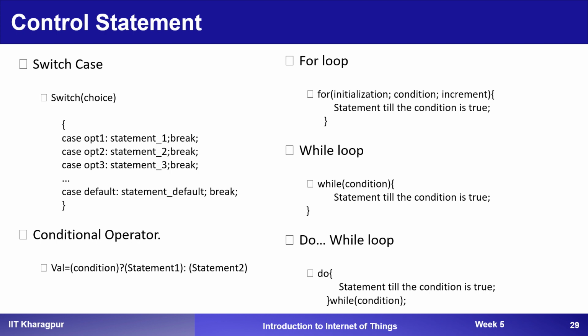The difference between while and do while is that in case of while, first of all the condition is checked. However, in case of do while, first the statement is executed and after that the condition is checked. So in case of do while, your program will run at least one time, even if the condition is not true. However, in case of while, if the condition is not true, then the statements are not executed.